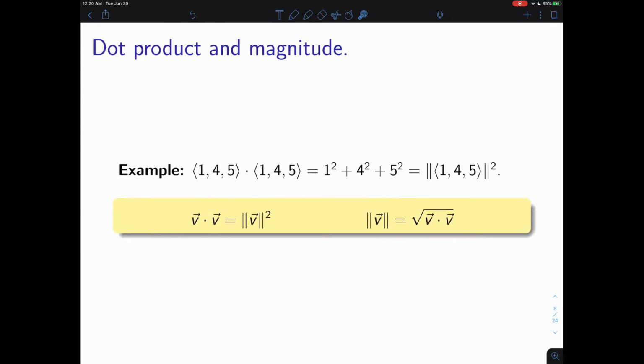So there's a pretty cool connection between dot product and magnitude. I'm going to illustrate it with an example. I'm going to take a vector 1, 4, 5. It's just some random vector, not anything particular. And I'm going to dot it with itself. And look what happens. You take the first entry of each vector, 1 and 1, and multiply: 1 times 1, that's 1 squared. I take the second entry, 4 and 4, and multiply them, 4 squared. I take the third entry, 5 and 5, multiply them, 5 squared, and add those up to make the dot product: 1 squared plus 4 squared plus 5 squared.